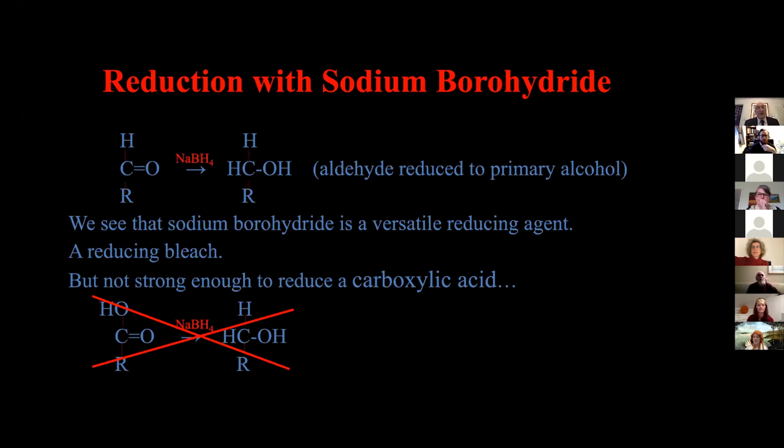But sodium borohydride isn't strong enough to take a carboxylic acid all the way to a primary alcohol. So it will take care of a ketone or an aldehyde, but it can't reduce a carboxylic acid.